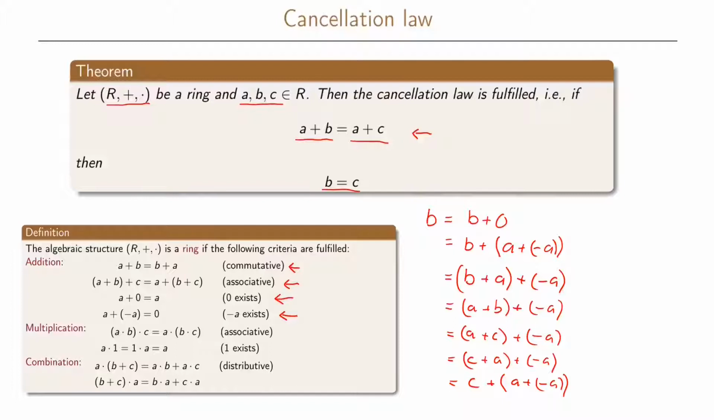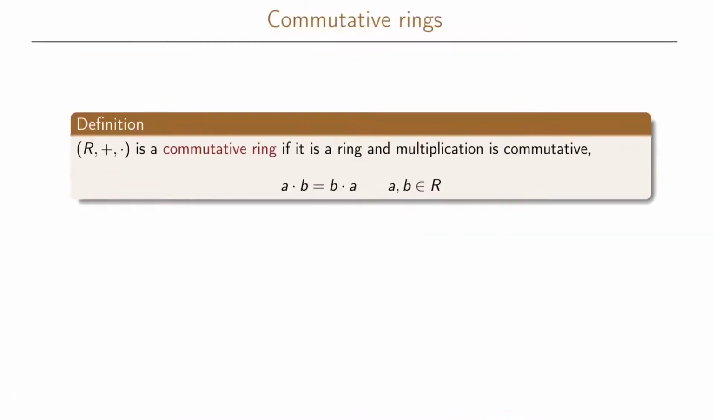And A plus negative A will be 0, so we can rewrite this as C plus 0, which will be equal to C, because again now we have used the fact that a 0 exists. So we have here shown that if A plus B equals A plus C, then B will be equal to C. Another definition is that of a commutative ring. So we have the set R and the operations addition and multiplication. This is a commutative ring if it is a ring and multiplication is commutative.